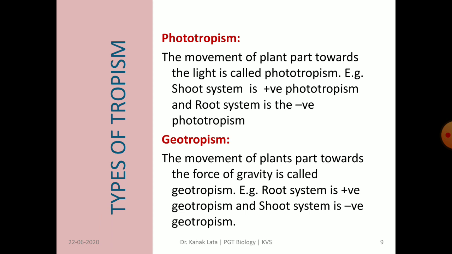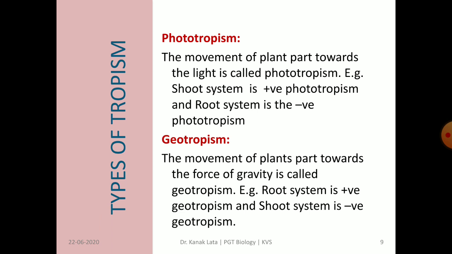Now let us discuss different types of tropism. First is phototropism. Here photo means light and tropism means movement. So the movement of plant parts towards the light is called phototropism. Example: the shoot system of the plant shows positive phototropism and the root system shows negative phototropism. Here positive and negative mean towards and against the stimulus.